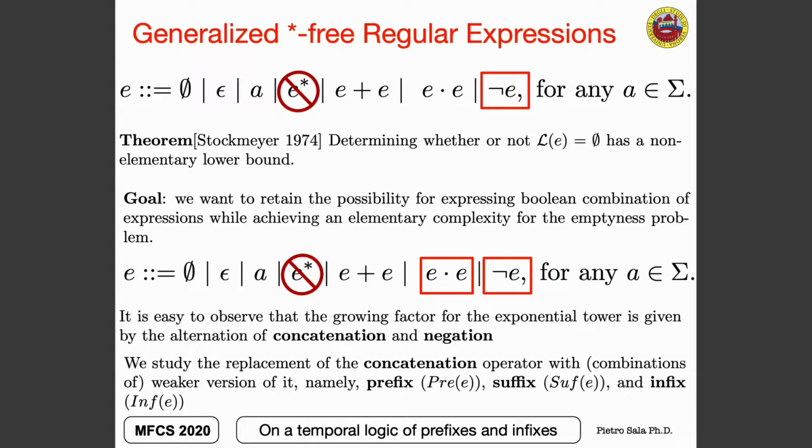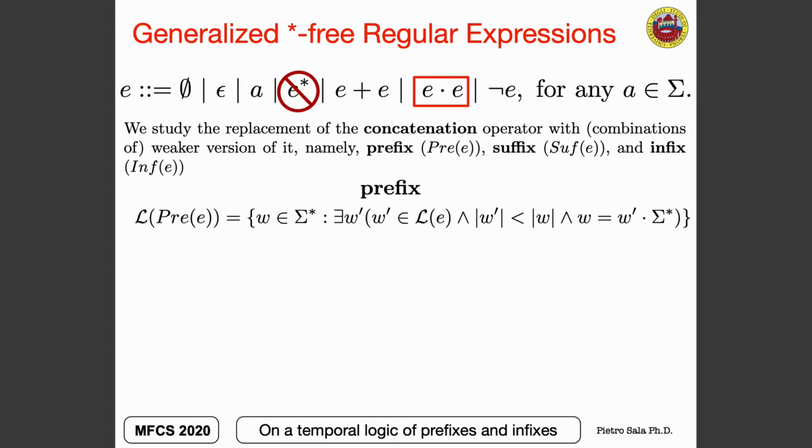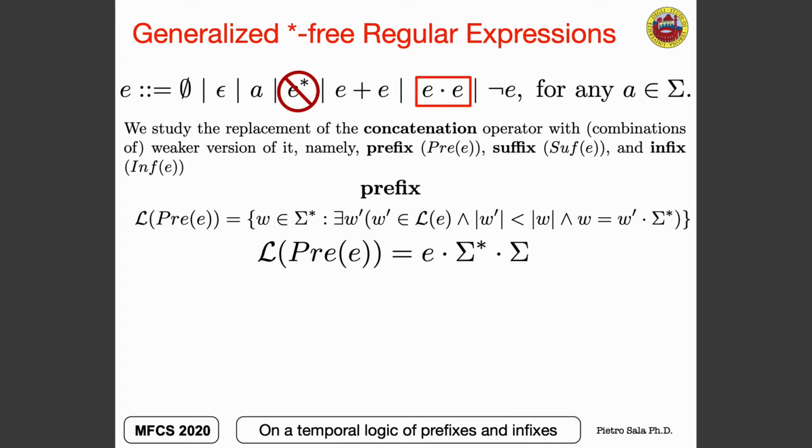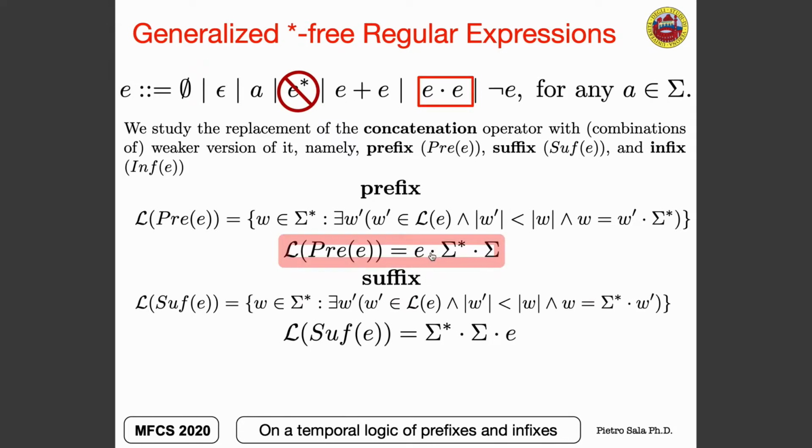So why don't we replace the concatenation with a combination of unary operations, which are a weaker version of it, like the prefix, suffix, and infix operations. The language of the prefix of E is all the words which have a proper prefix in the language of E. This may be represented with the concatenation operation: you concatenate E with sigma star and sigma, so you have a proper prefix. So we are using the concatenation just in this form, concatenating on the right sigma star and sigma.